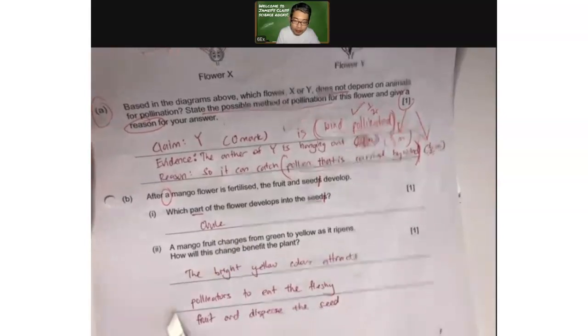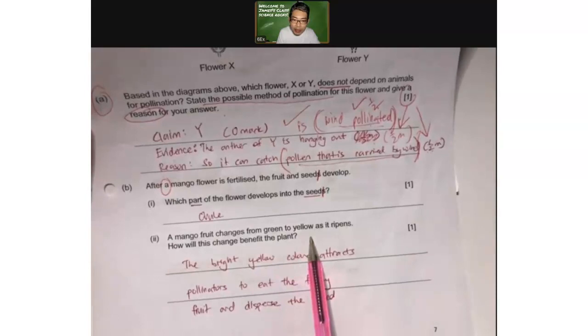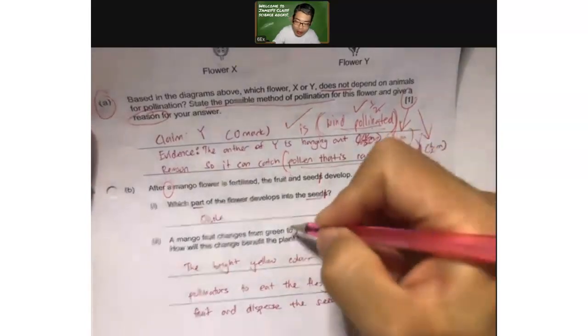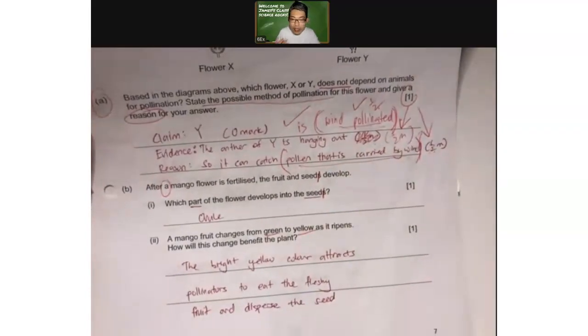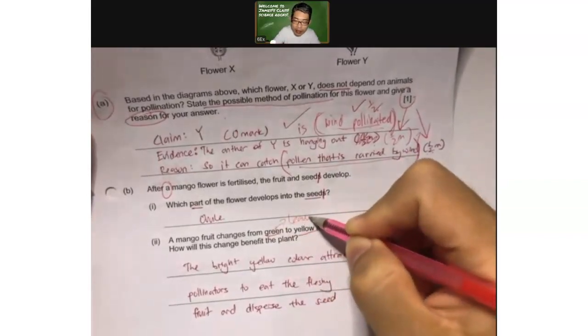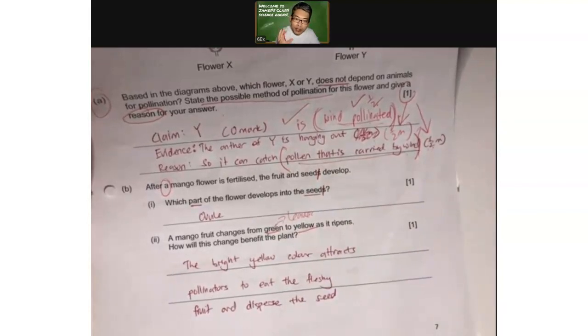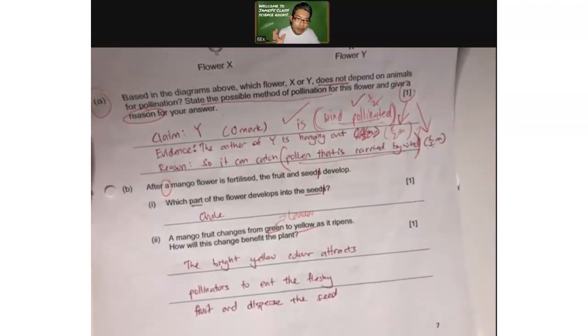Ovule becomes a seed. A mango fruit can change from green to yellow as it ripens. Now, notice green to yellow. How will this benefit the plant? Now, green means the same color as the leaves. It's hard for animals to see the mango fruit if the fruit is green and the leaves are green. So how do you attract animals towards it?